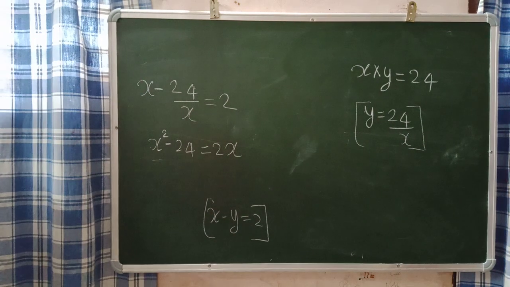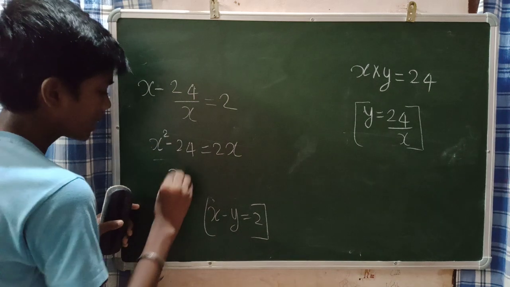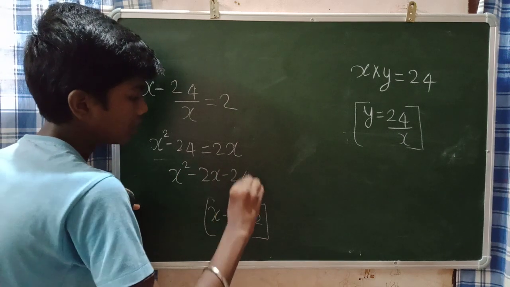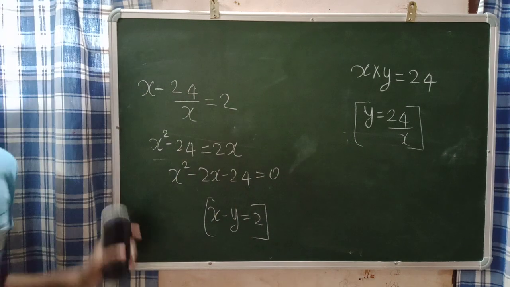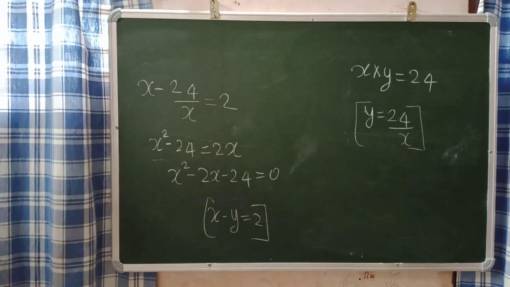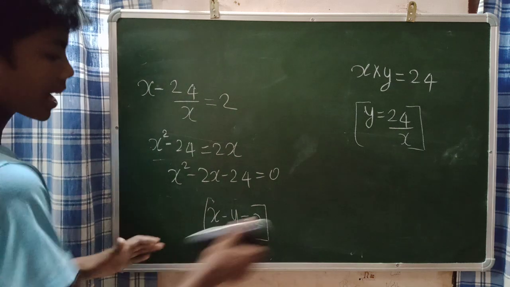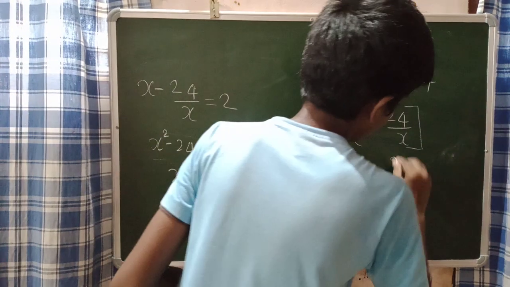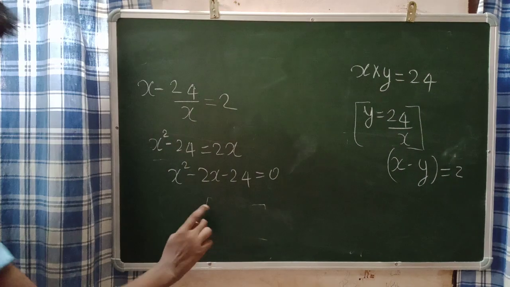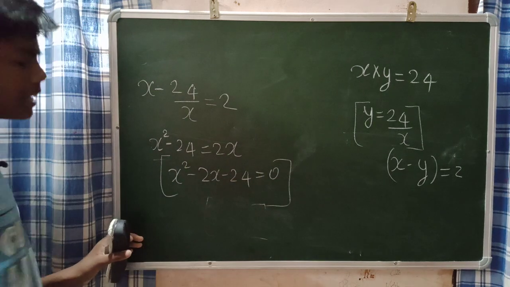Now make this particular equation a quadratic one, then you will get the same equation, x square minus 2x minus 24 is equal to 0. What are they asking? They are asking for a number only. Now just use your factorization method. You will write here x minus y is equal to 2. I just wrote what I wrote now. So we need to try to solve this particular equation. So I think you can factorize.